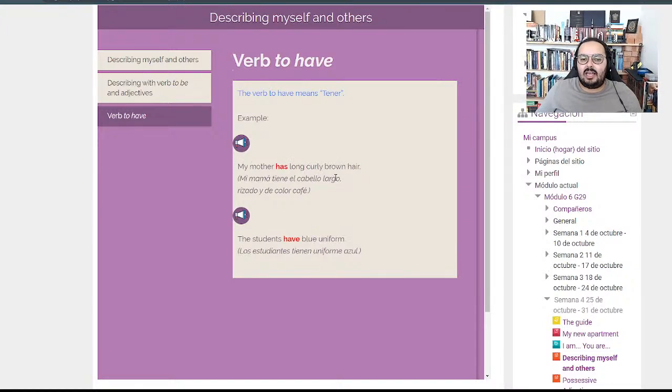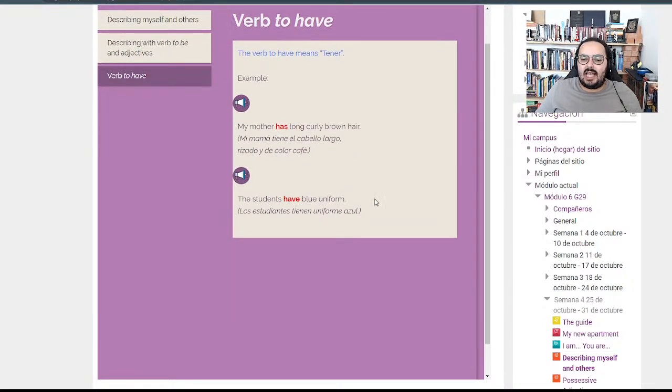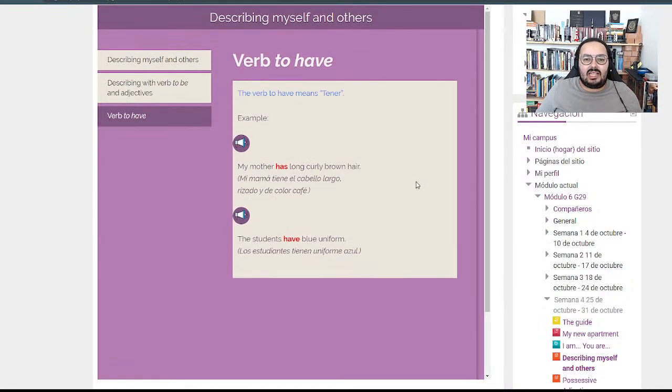My mother has long, curly brown hair. Mi mamá tiene el cabello largo, rizado y de color café. Or the students have blue uniform. Los estudiantes tienen un uniforme azul. Recuerden que el verb to have, tener, se utiliza para hablar de que tenemos algo, que algo nos pertenece, ¿ok?